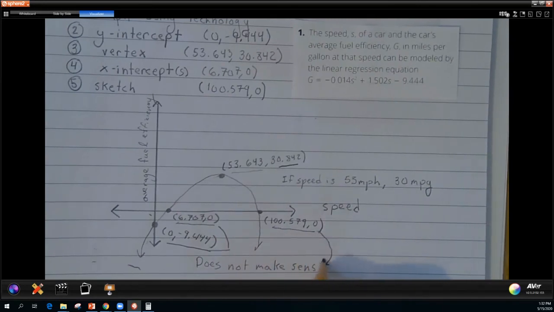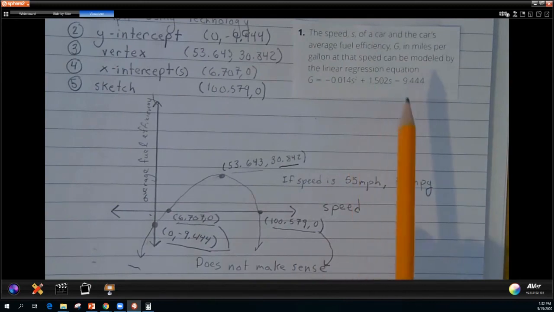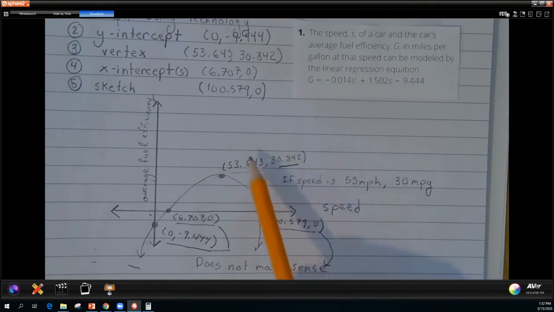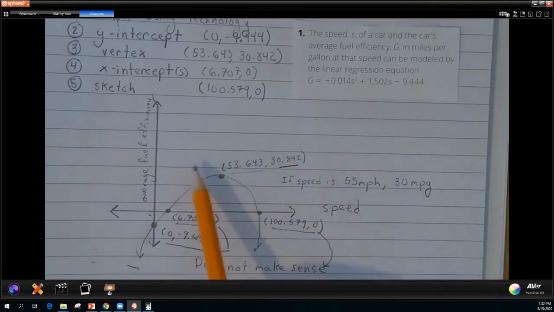So what we're seeing is that for this quadratic, it has really limited values that make sense for this scenario. The only one that really makes sense is the vertex value and the values closely around the vertex. And you'll find that not all models are good models. And looking at the key features of quadratics can help us determine when they might be good and when they might not make sense.